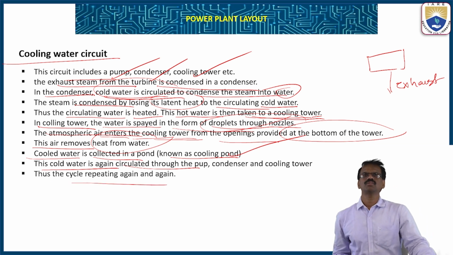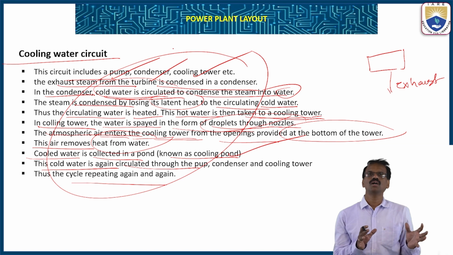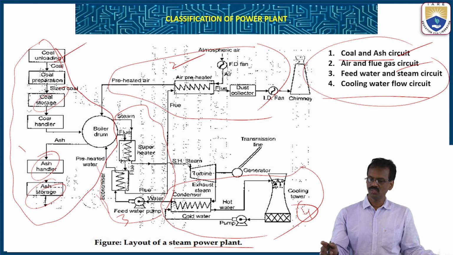This is the condensation process, cooling the hot water. So these are the 4 circuits which are covered in this power plant.